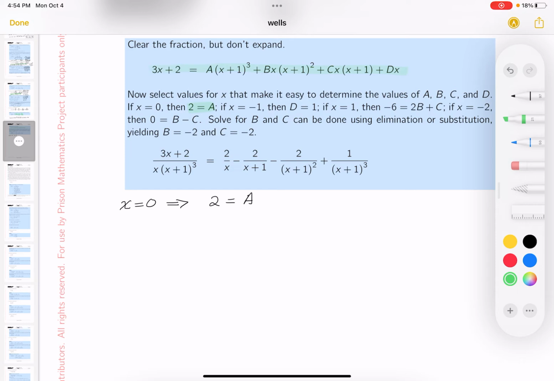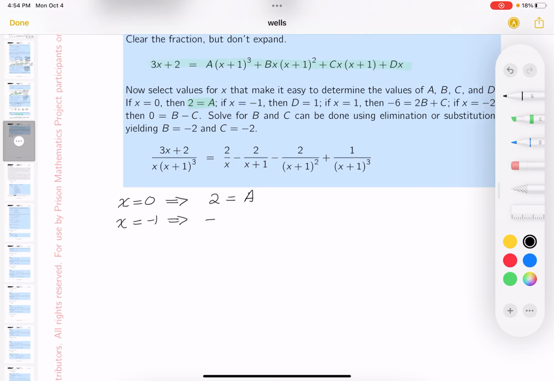All right? Now what I want to do is I'm going to pick another number that I believe is easy for me to do. I'm going to pick x equals minus 1. Now, by the way, when I say it's easy, I'm not saying I don't make mistakes. I'm just saying it looks easy. So if I choose minus 1, on the left side, what do you get? Minus 3 plus 2, which is minus 1.